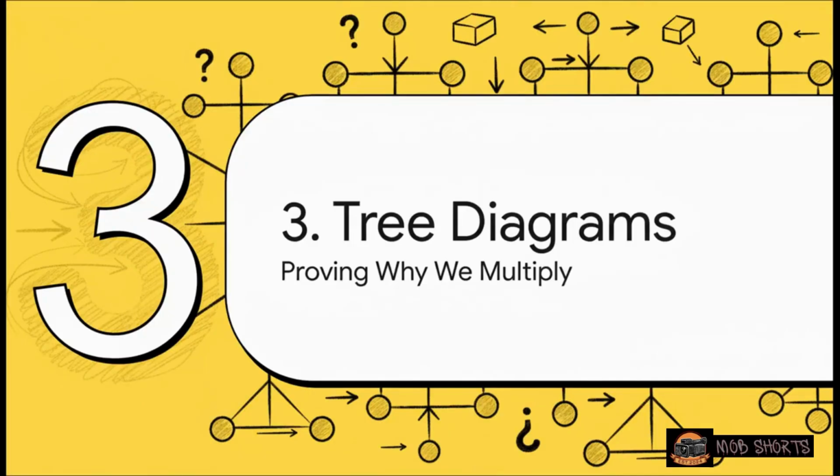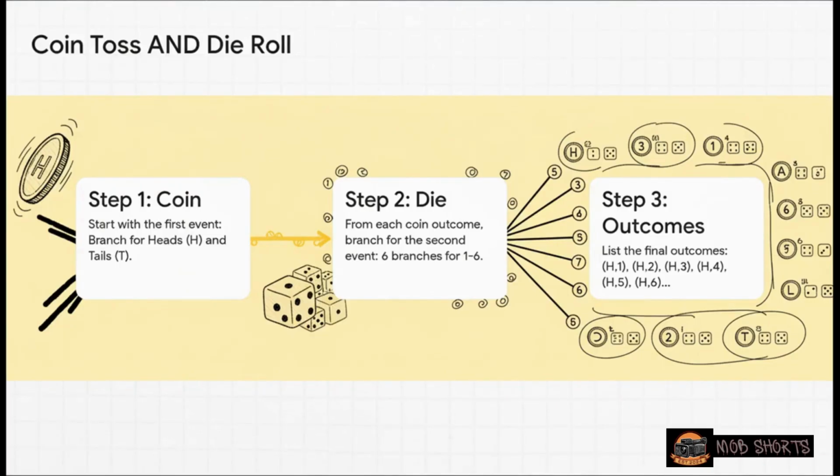Okay, so I'm telling you to multiply. But why? Why does that actually work? It's not just magic, I promise. Let's actually prove it with a tool you've probably seen before. With a tree diagram, we can literally map out every single possible outcome. So first, you've got your first event, the coin toss. That gives us 2 branches, right? One for heads, one for tails.